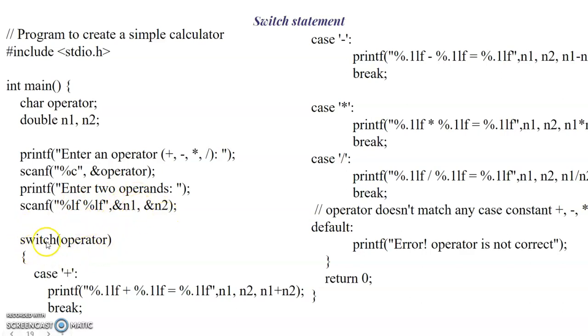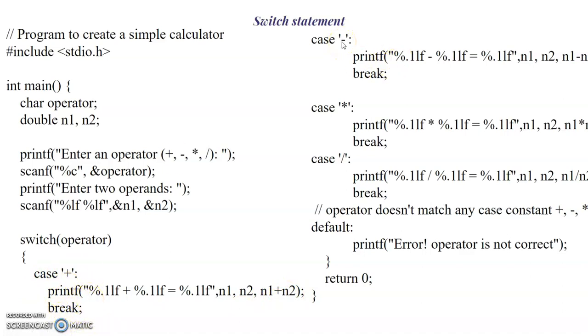Now based on the operator, I want to perform the operation on n1 and n2, which is done here using a switch statement. Inside the switch block, I have various cases, like case single quotes plus, which indicates that if the operator, which is a character, is equal to plus, then I am printing printf %.1lf plus %.1lf equals %.1lf, n1, n2 and n1 plus n2. This prints the two numbers and their sum. Suppose the numbers are 5.6 and 7.2. It prints 5.6 plus 7.2 equals the result of the addition. And a break statement, since after the addition I want to come out of the switch statement.